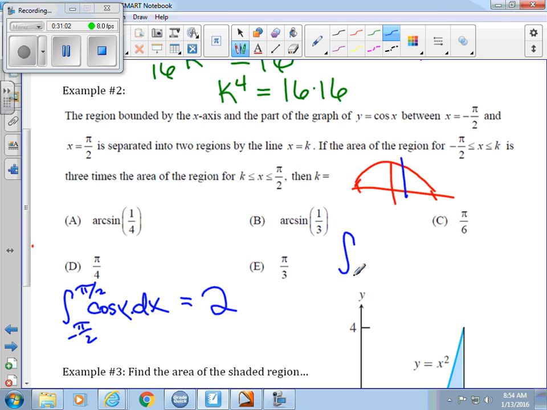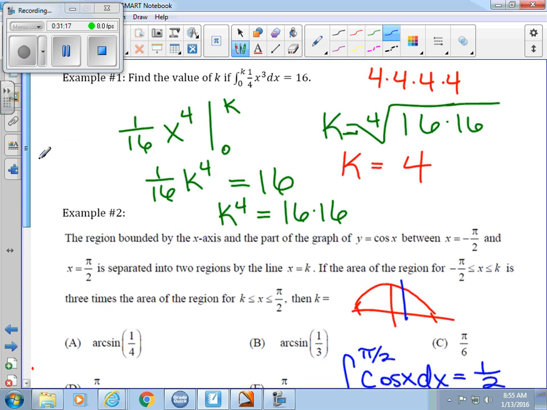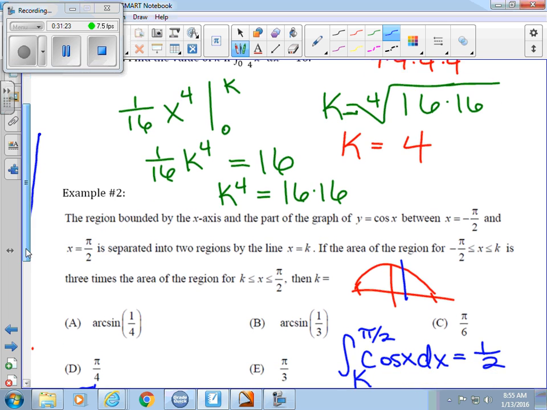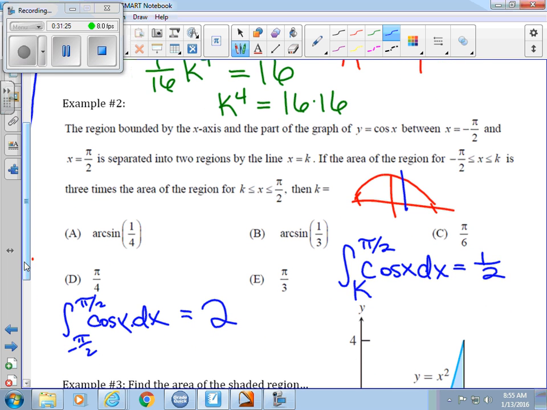So what I would do is the integral from k to pi over 2 of cosine of x equals a half. This becomes just like this problem up here. Does everyone see how that becomes just like that problem? But I had to do some work to get it there.